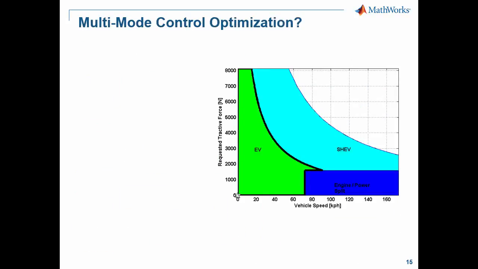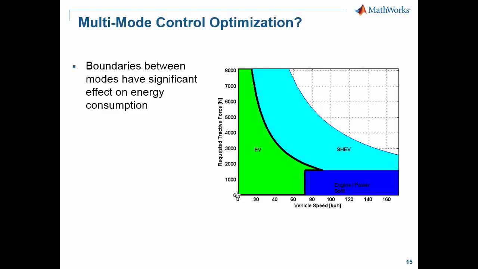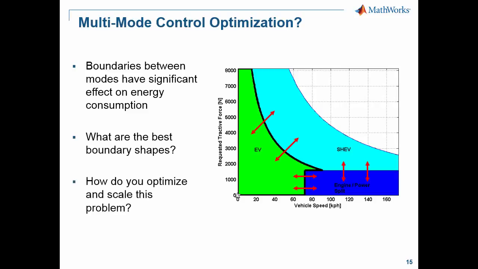So, thinking more about the multi-mode control optimization problem, the operating boundaries have a significant effect on energy consumption. What are the best boundary shapes? And how do you optimize and scale this problem? This is a very difficult problem, one that probably couldn't be done manually. Luckily, I work with Ryan Cladney, who is an optimization expert. Ryan will now discuss how we found an optimized solution.